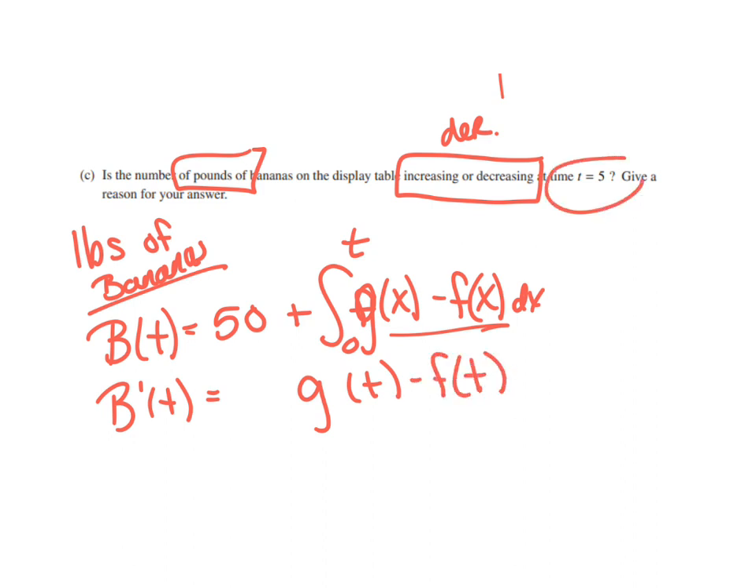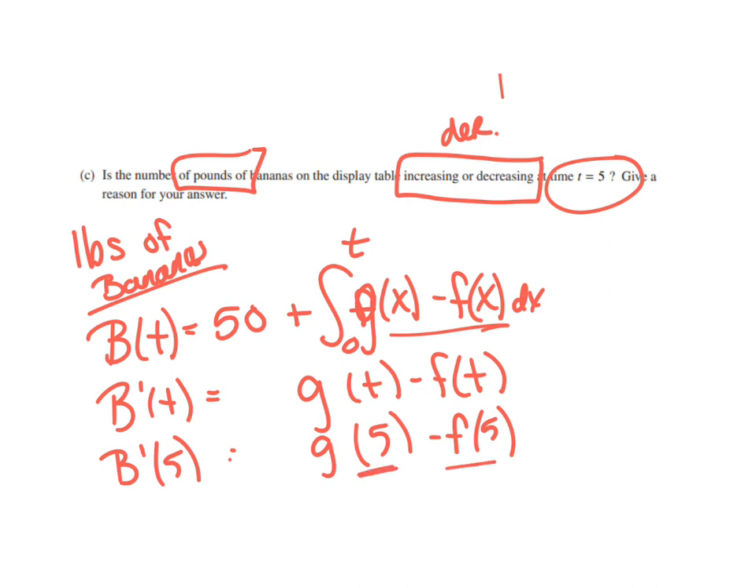And they want then to know that t value is specifically at 5, so I'm just finding b prime of 5, so I really need to compare g of 5 minus f of 5. So again, that should make sense. This is how fast they're coming in versus how fast they're going out. And if I want to know if it's increasing or decreasing, I'm looking at its rate, how fast something is happening. And I get negative 2.263. So I would say the number of bananas, make sure we answer the question, are decreasing.